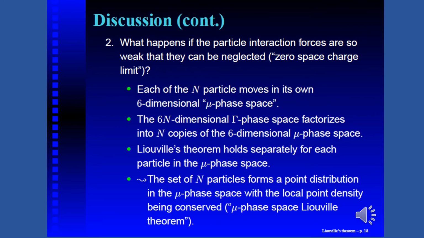Now the question arises: what happens if the particle interaction forces are so weak that they can be neglected, or you can say, the zero space charge limit? Number one, each of the N particles moves in its own six-dimensional mu phase space. Number two, the top phase space factorizes into N copies of the six-dimensional mu phase space. Number three, Liouville's theorem holds separately for each particle in the mu phase space. Number four, the set of N particles forms a point distribution in the mu phase space with the local point density being conserved, such that the mu phase space Liouville's theorem holds.